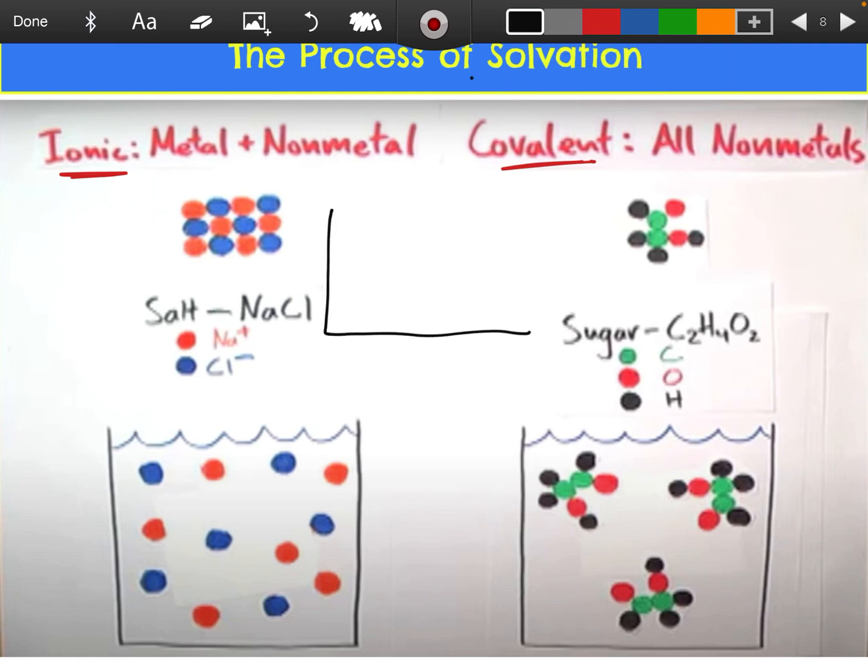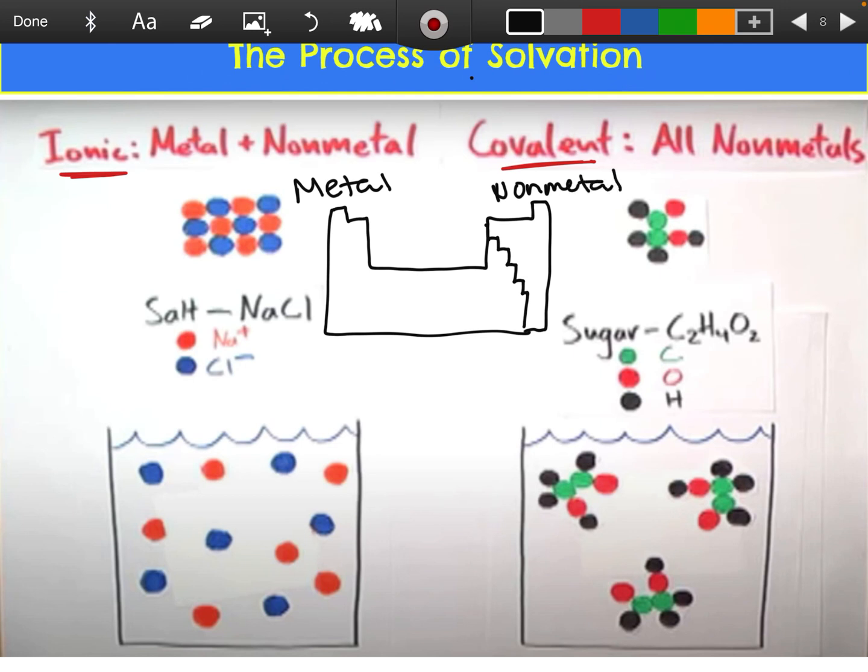If you remember, when you look at the periodic table, I'm going to draw a very rough sketch. You have this zigzag line that goes down the right-hand side of the periodic table. Everything to the left is a metal, and everything to the right is a nonmetal. So when you find these elements on the periodic table, a metal would be any of these elements to the left of the zigzag line. The only exception is hydrogen.